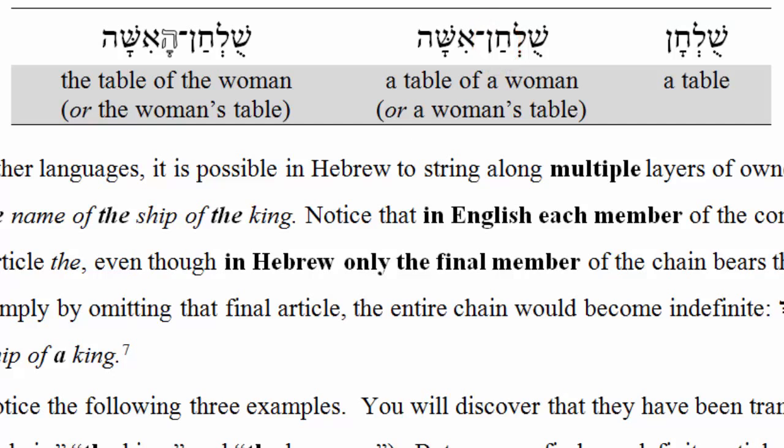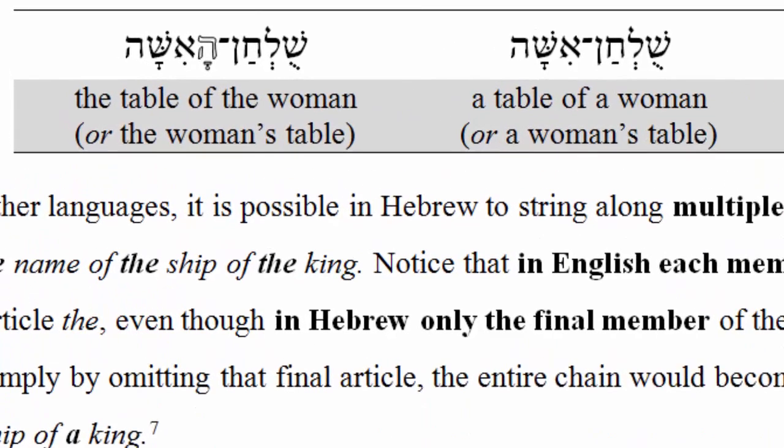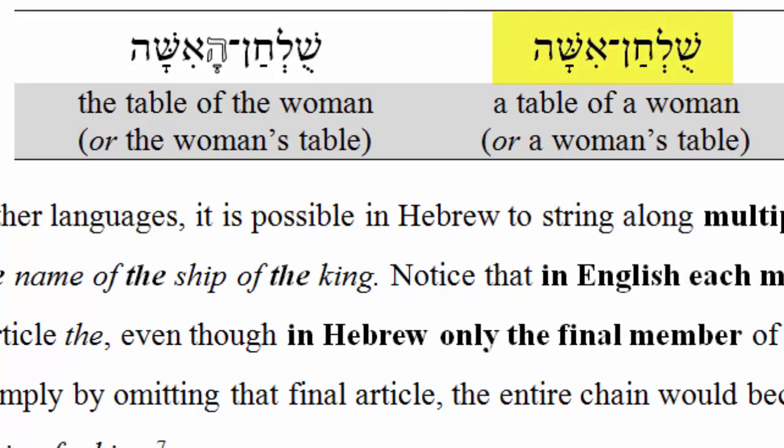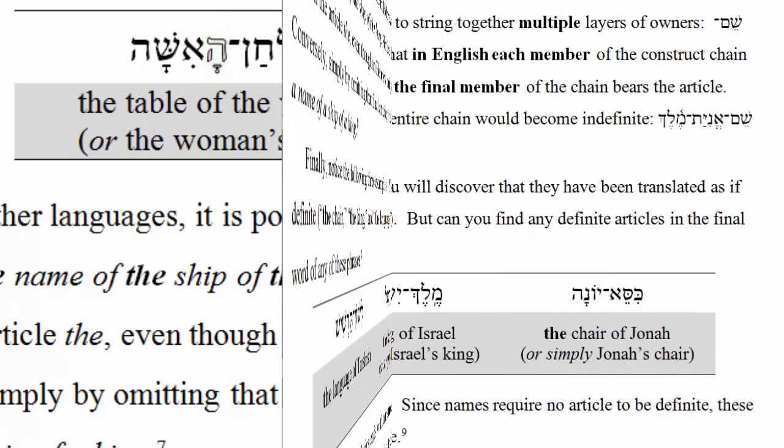Here there's no change in introducing a tav as the final consonant. The nun remains. So then, to say a table of a woman is expressed shulchan isha. Notice the patach as the last vowel of shulchan. Shulchan isha. If you wish to make it definite, simply place an article at the front of the last word. Shulchan ha'isha. The table of the woman.